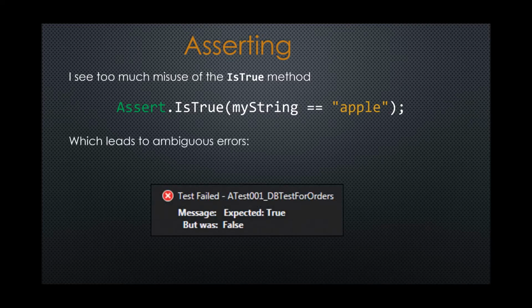Look at the resulting error message from Visual Studio. It states that it expected true, but was false instead. Now, how does this error message help the developer, tester, or even the DevOps team troubleshoot the error once they encounter it?